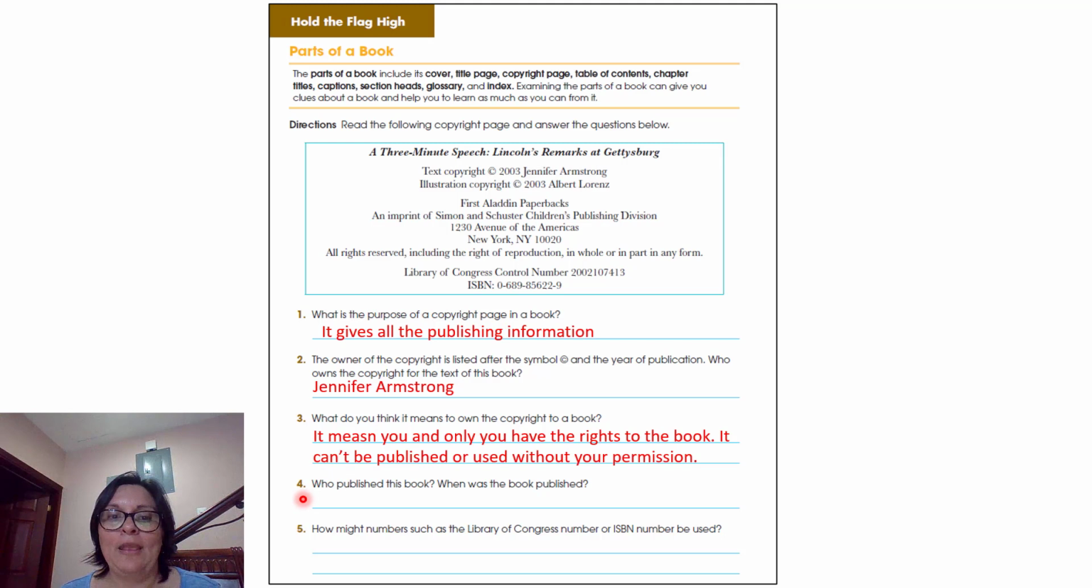Number 4, who published this book? And when was the book published? First, we are going to answer this question. Who published this book? So after the owner, that was Jennifer Armstrong, we are going to find here, look, who published this book? It was First Aladdin Paperbacks.